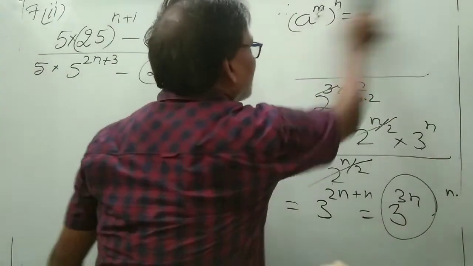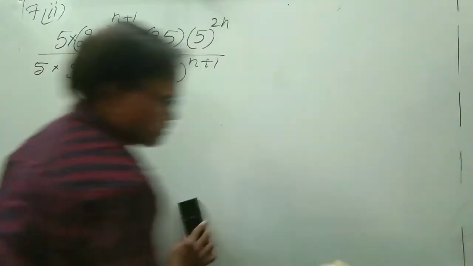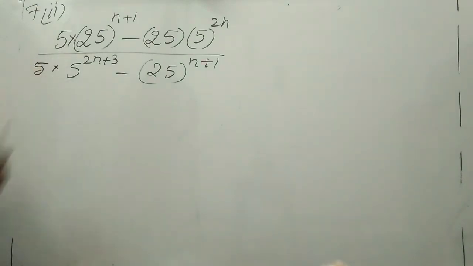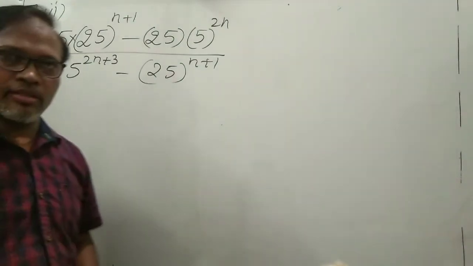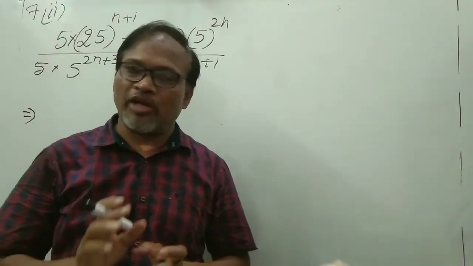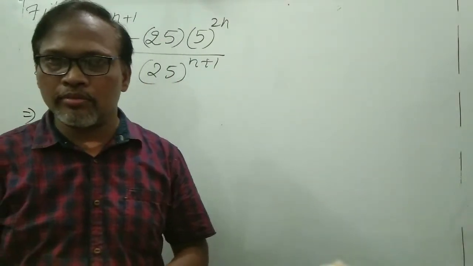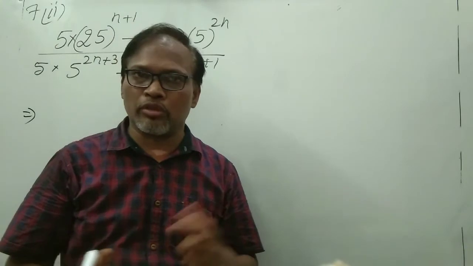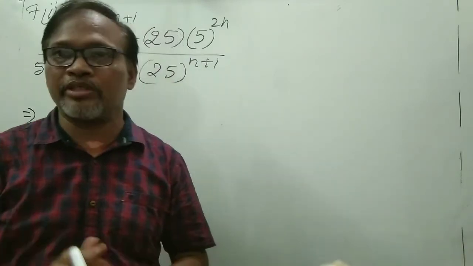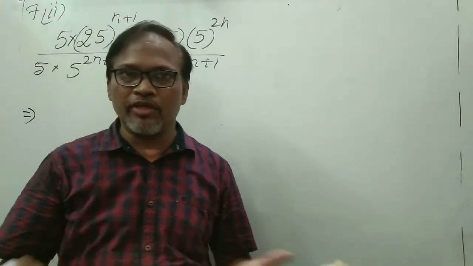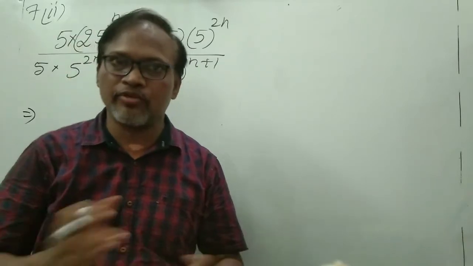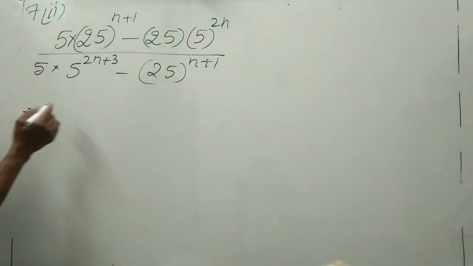For simplification, every number you have to change into the prime factors. So 25, if you want to change into the prime factor, that is 5 into 5, which means 5 square. If 125, then 5 cube. By this way you can change. Here only 25 is there.